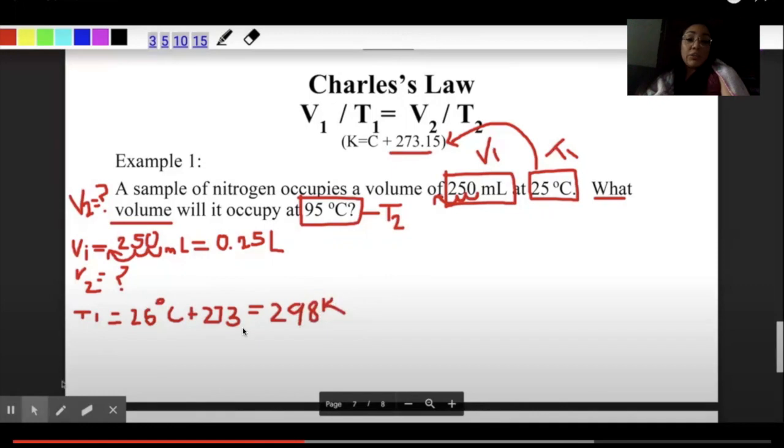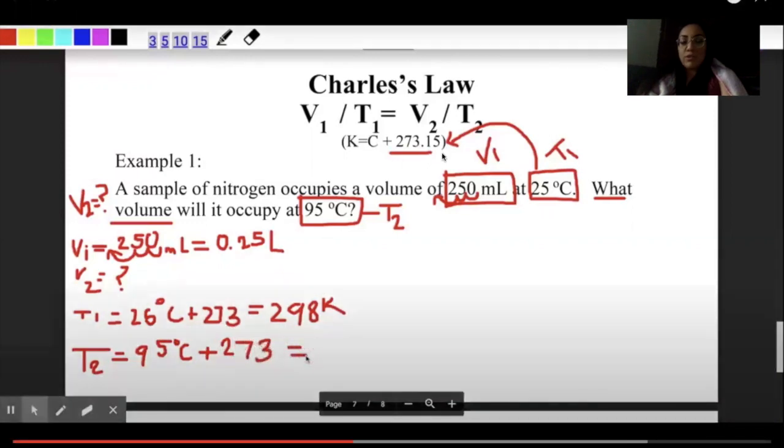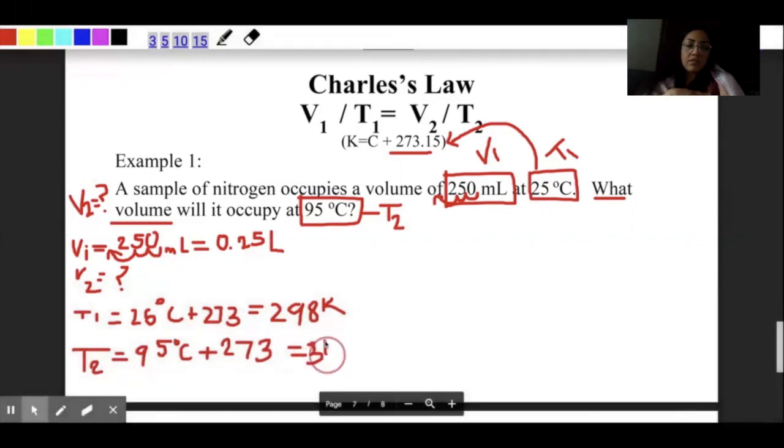So when you add 273, you get 298, and then our T2 we have to do the same thing with because it also came to us in 95 degrees Celsius. So 95 degrees Celsius plus 273, and that'll give you your temperature in Kelvin. The good thing is that usually you measure in Celsius, so you're pretty much always going to use this one formula, just adding 273. So that ends up being, I think, 368 Kelvin. And now we're ready to plug things in.